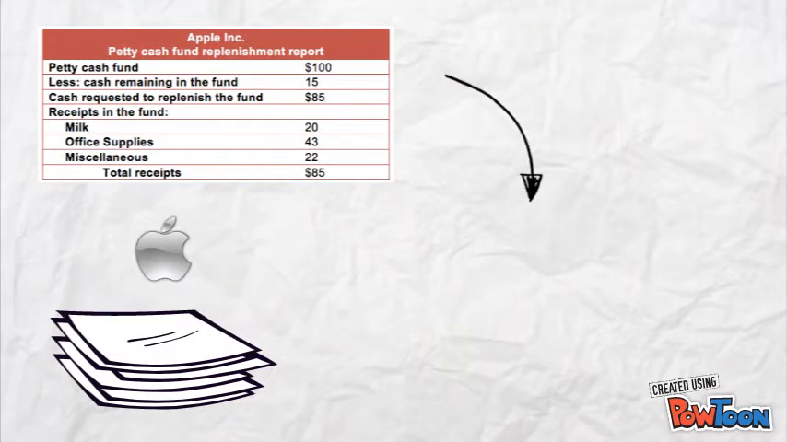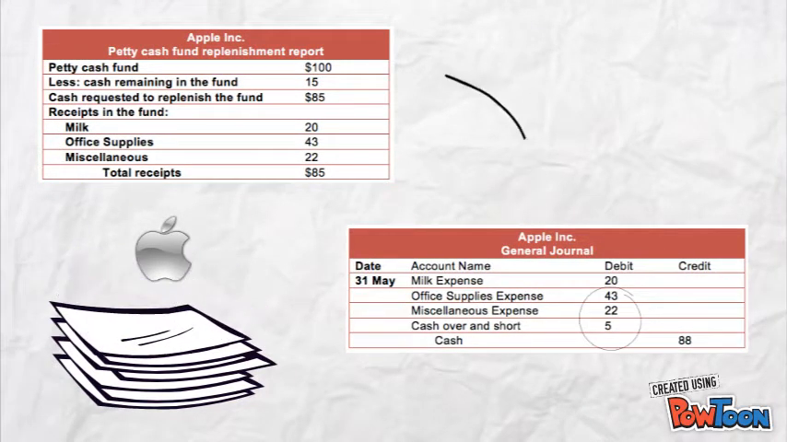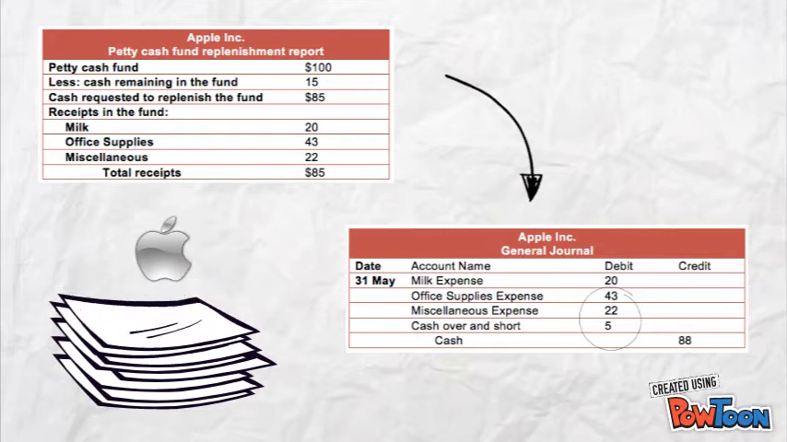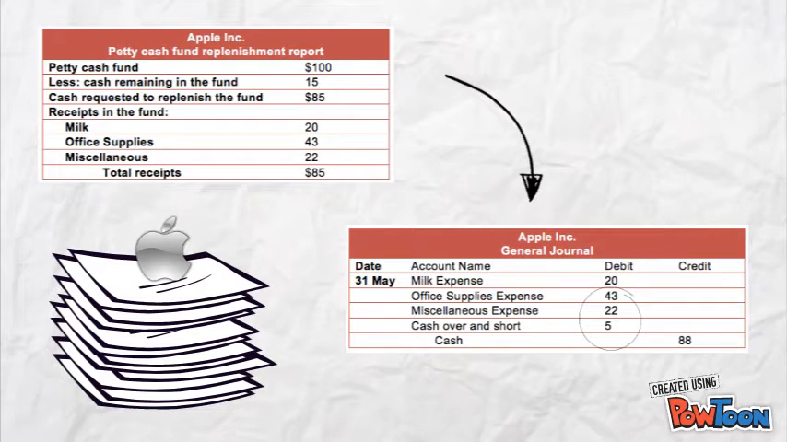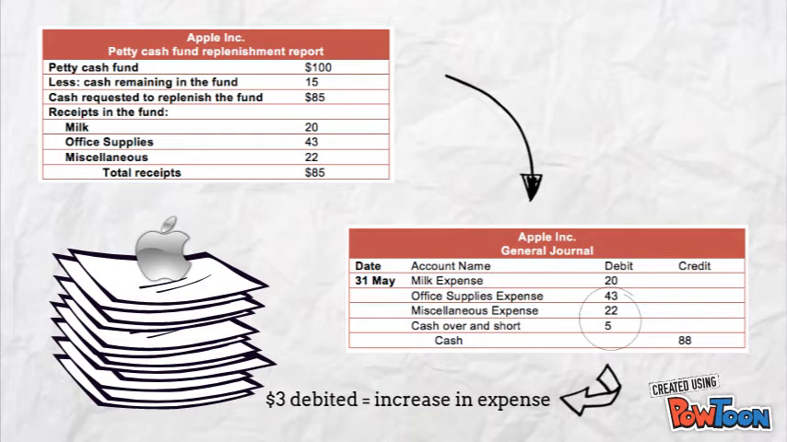For instance, if Apple's report previously counted $15 cash remaining in the fund, but the custodian received the wrong change of $3, a check of $88 would be required to replenish the fund. $3 is debited, showing an increase in expense.